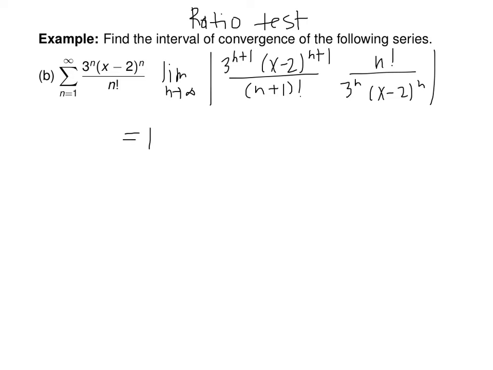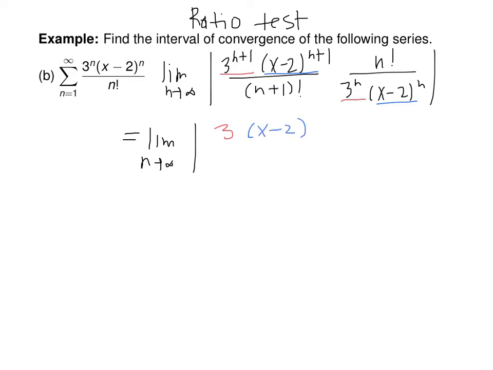I've done a lot of this canceling stuff, so I'm going to skip a few steps here. So 3 to the n plus 1 over 3 to the n will just leave us with 3. (x minus 2) to the n plus 1 over (x minus 2) to the n will just leave us with a singular x minus 2.